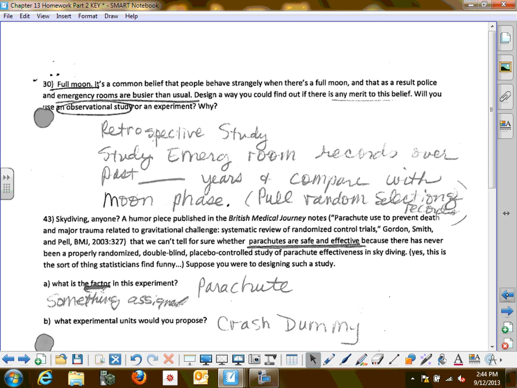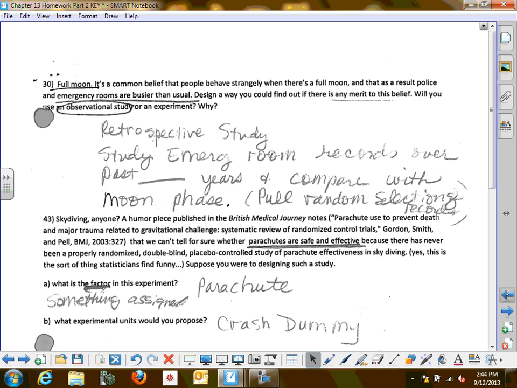Let's discuss if you are able to replicate this and understand what you need to do in it. Here we go. This is the full moon problem, where the common belief is that emergency rooms might be busier than usual. So we want to see if there's any merit to it being busier on a full moon. I said, let's do a retrospective study. Let's just study the emergency room records over the past 5 years and compare with the moon phase.